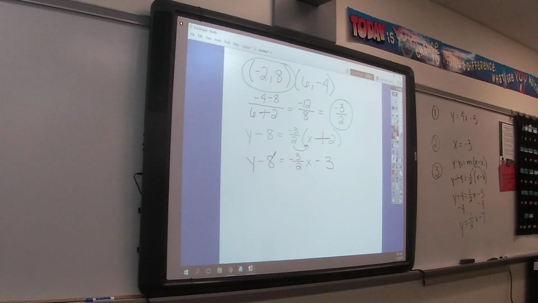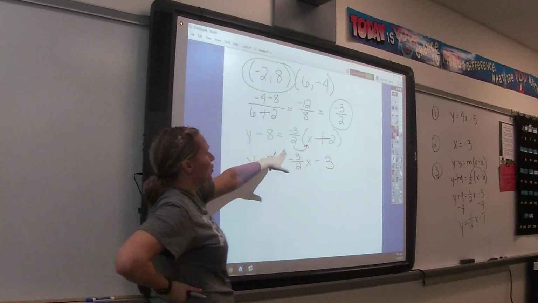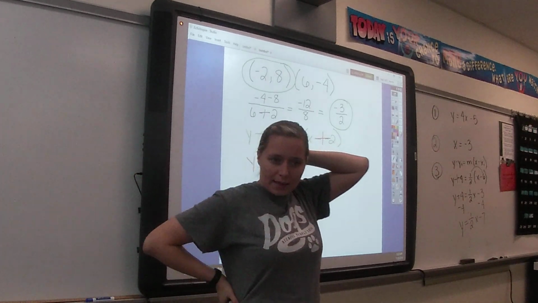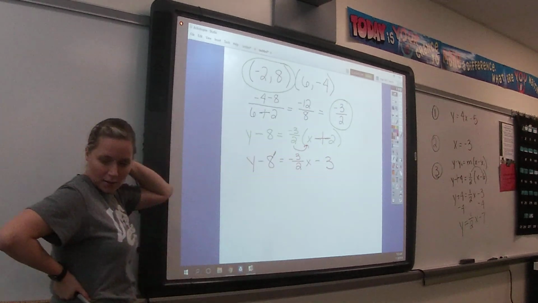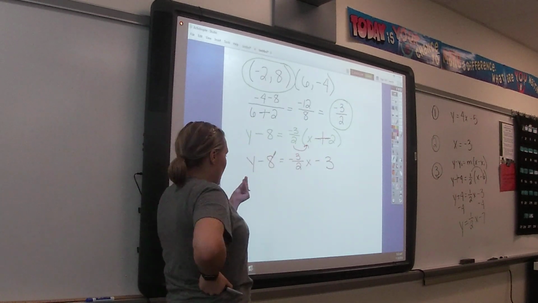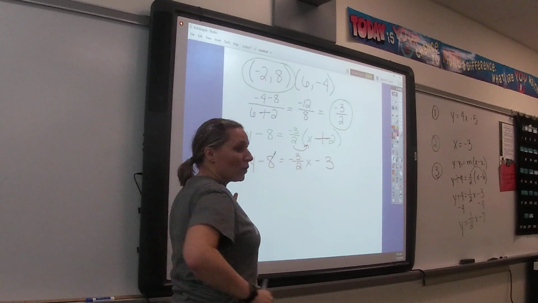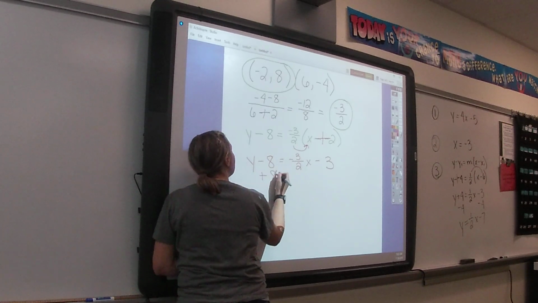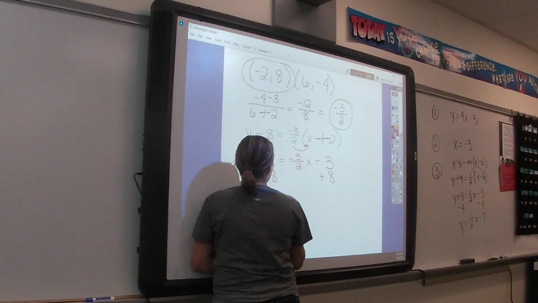Put in the -3 over 2 times the 2. Oh, I did. I think I'm a step ahead. Okay, then we'll undo subtracting the 8 by adding the 8, which is 5.